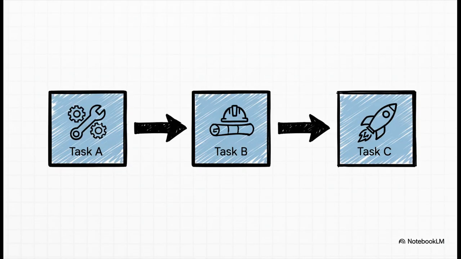Or what about planning a big project? This is something you'll definitely see more of. Every single task you need to do is a vertex. And if you have to finish task A before you can even start task B, you draw a directed edge, an arrow, from A to B. This gives you a clear map of what has to happen and when.